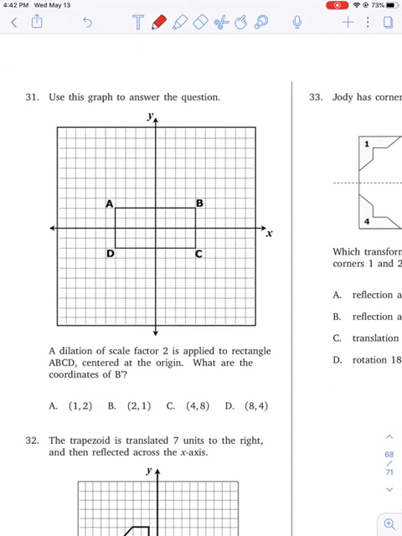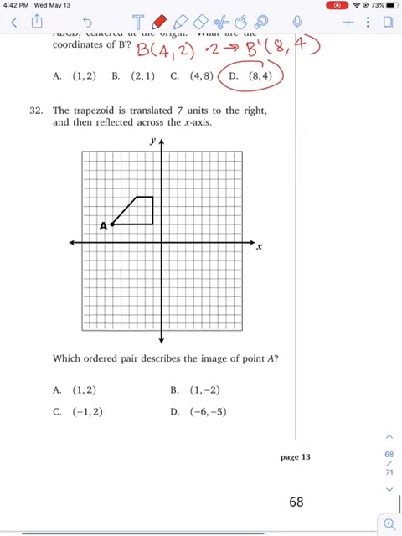Okay, so we're dilating it by a scale factor of 2. What are the coordinates of B prime? Okay, so B is at 4, 2, and a scale factor of 2 means I have to multiply those by 2. So B prime would be at 8, 4. That's D again.